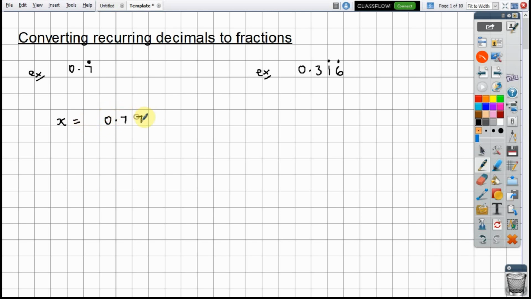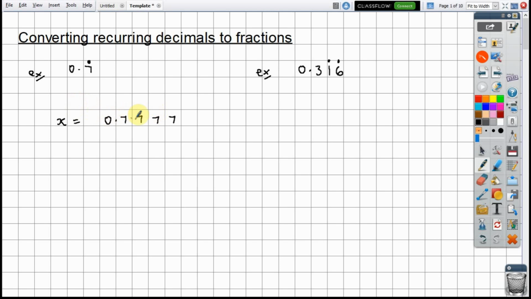Now obviously we can't write out all of the 7s because they do go on forever, but we can show the first few. Now that 7, if we multiply that 7 by 10, it will jump into that column.